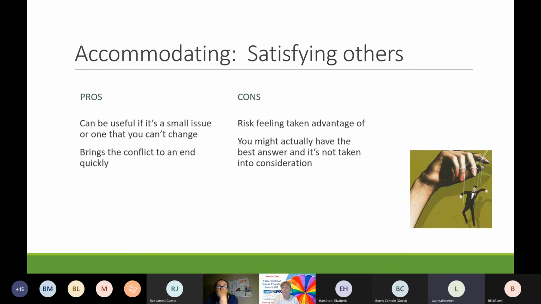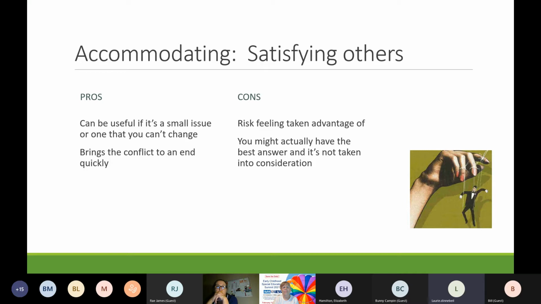So one of the approaches that they talked about was somebody who works at accommodating or satisfying other people. There are probably a number of people on the webinar tonight who see themselves as pretty much accommodators. You're somebody who's going to sacrifice the way that you feel or your approach for the belief of somebody else.